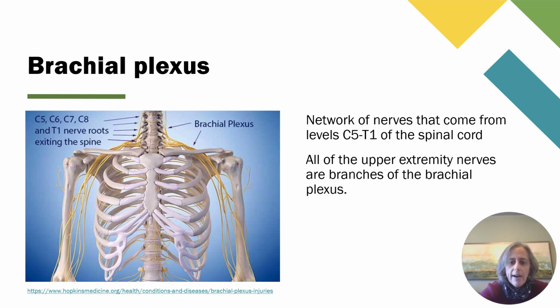And so we have nerve roots coming from the C5 to the T1 levels of the spinal cord, pointed out here. We have this brachial plexus, which is a network of nerve fibers that bob and weave together and then eventually separate out, and you can see them turn into the nerves that go down into the upper extremity. So the radial nerve, the median nerve, and the ulnar nerve are all branches off of the brachial plexus.